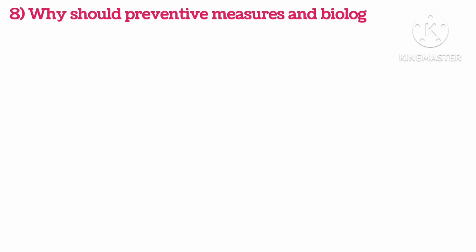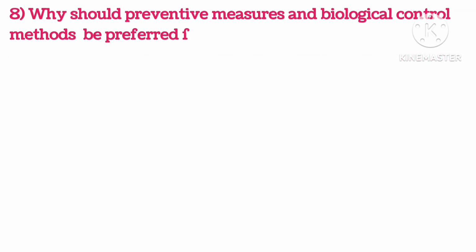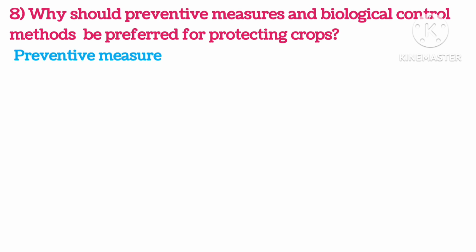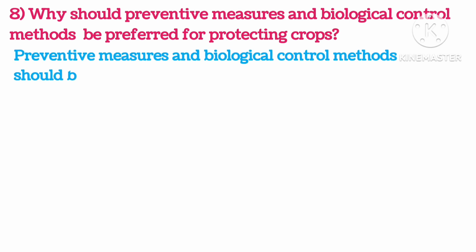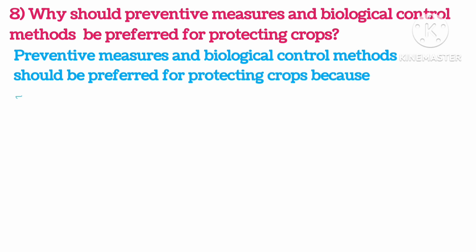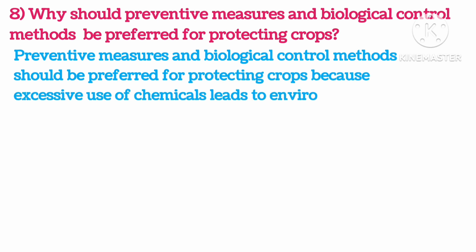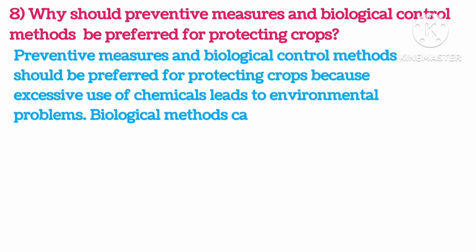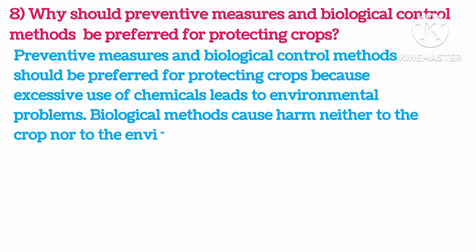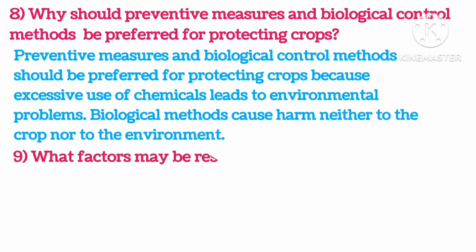Why should preventive measures and biological control methods be preferred for protecting crops? Preventive measures and biological control methods should be preferred for protecting crops because excessive use of chemicals leads to environmental problems. Biological methods cause harm neither to the crop nor to the environment.